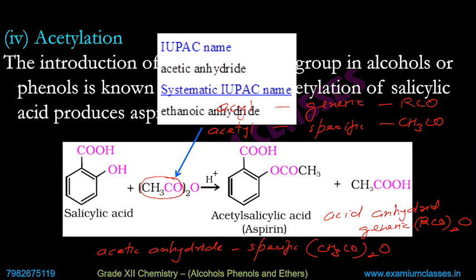Acetic anhydride, why? Because there are two carbons. But the systematic IUPAC name is ethanoic anhydride. Whichever one you write, you are not going to lose marks, remember. Acetic anhydride is correct, ethanoic anhydride is correct.